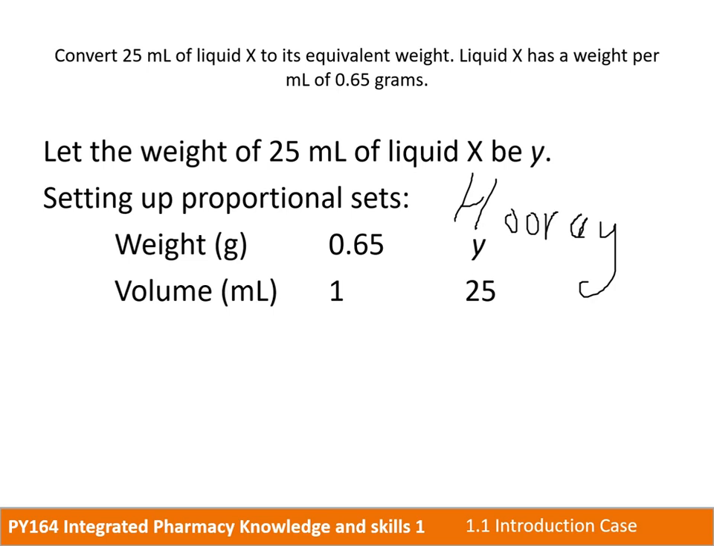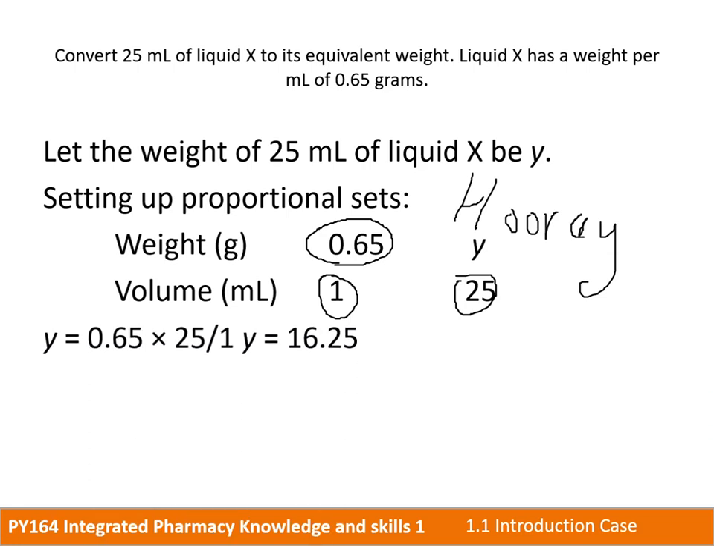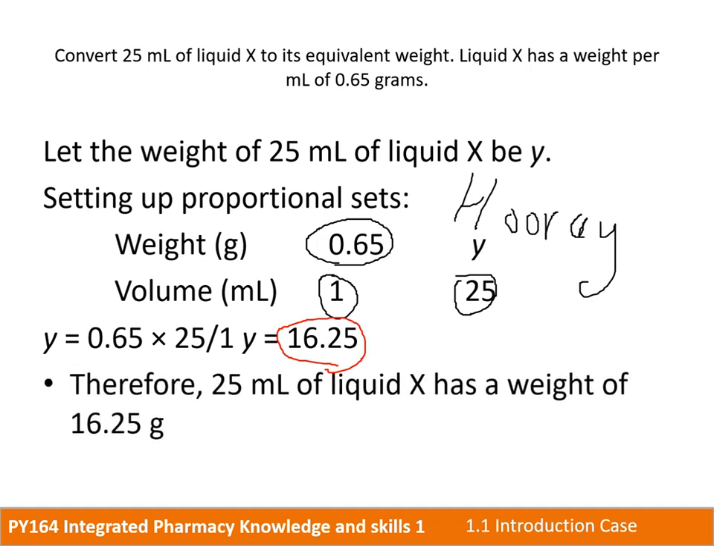So we know that the weight of this liquid X, we're told, is 0.65 grams in every 1 mil. Now we know that we've got 25 mils, so we need to know what weight that is. And again, when we play about with the equation, then we get to 16.25. So we know that it's 16.25 grams in 25 mils. Okay, how does that help?